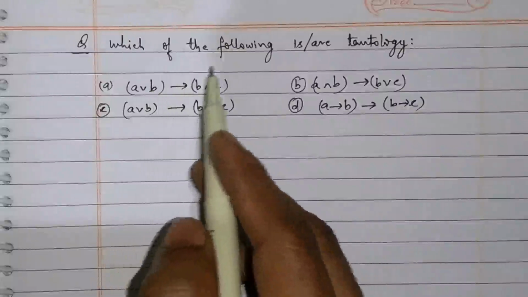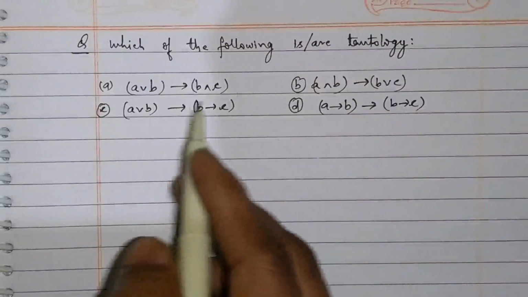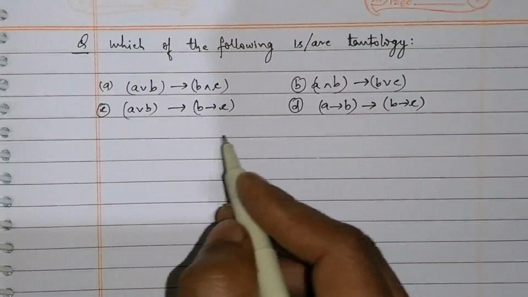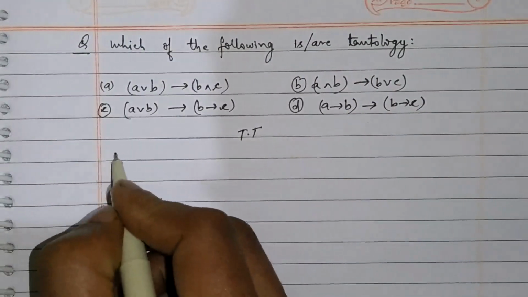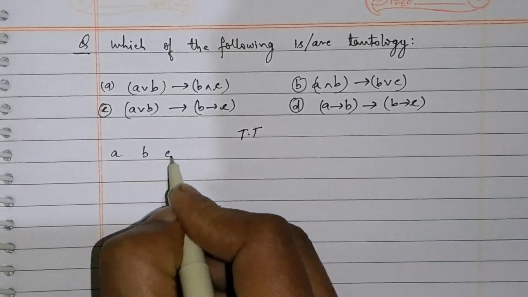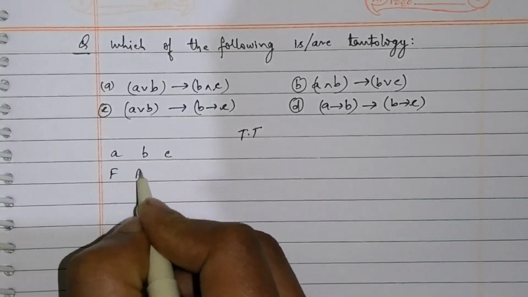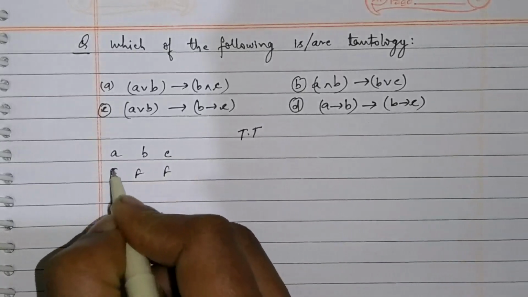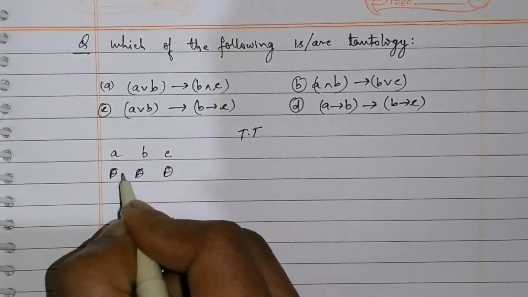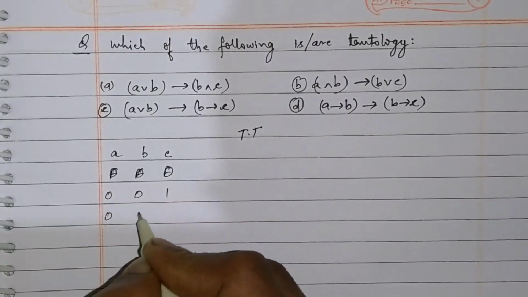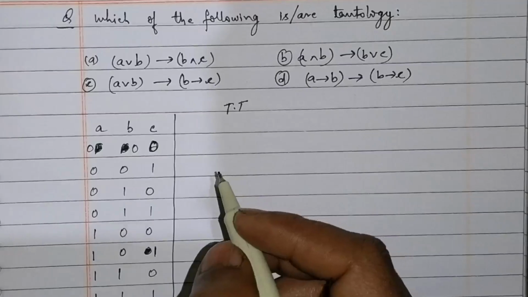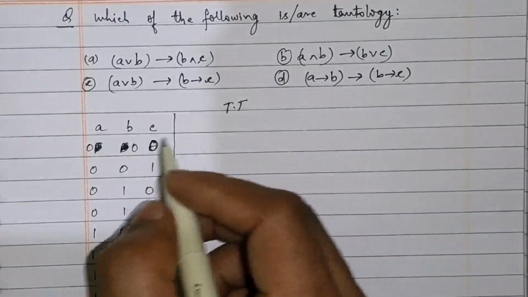In the given question, which of the following is a tautology? To solve this type of problem, use a truth table. For example, A, B, C: false, false, false. Let's say it's 0, 0, 0; 0, 0, 1; 0, 1, 0. Now we will check all the options one by one.